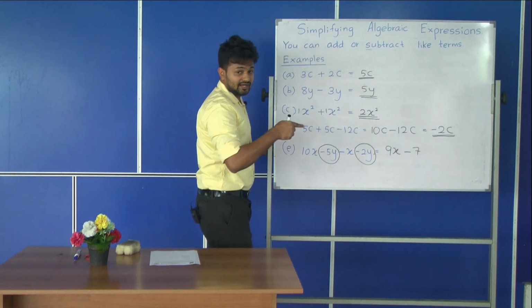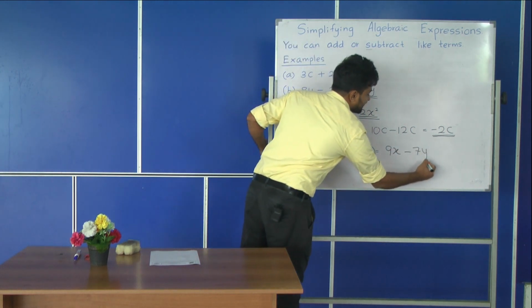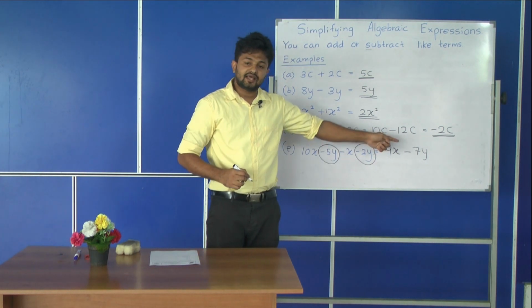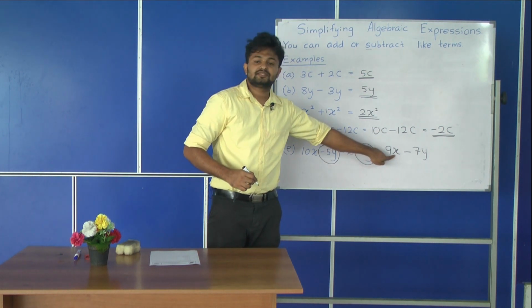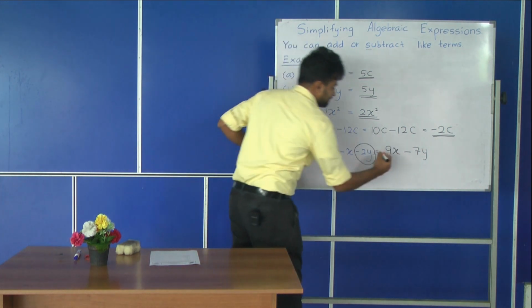And is that correct? No, they are y letters. So minus 7y. Can you subtract that further? No, because that is x, that is y. They are not like terms.